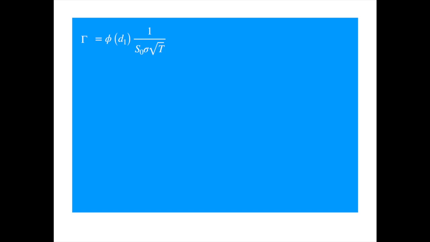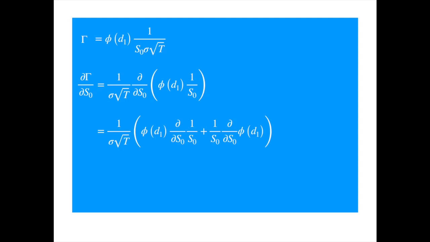To calculate the maximum, we take the derivative of gamma with respect to S, and then set the derivative equal to 0. So let's differentiate. Now we apply the product rule of calculus to get. Now, the derivative of 1 over s is equal to minus 1 divided by s squared, so the derivative in the first term is straightforward.